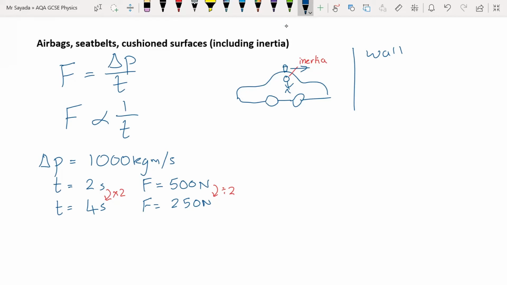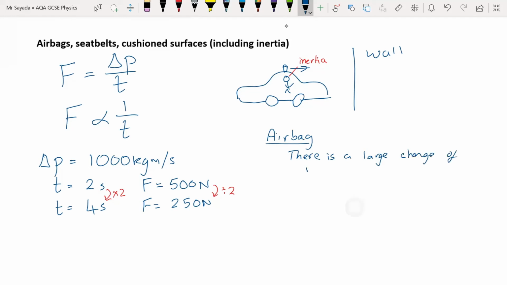And what does cushioning mean? Well, let's think about an airbag, for example. What an airbag does is it doesn't stop the fact that you need to fully stop. If the car has stopped, you are going to fully stop as well. So it doesn't affect the change of momentum. So what an airbag does is it increases the time for you to stop. There is a large change of momentum. You can't get away from that.